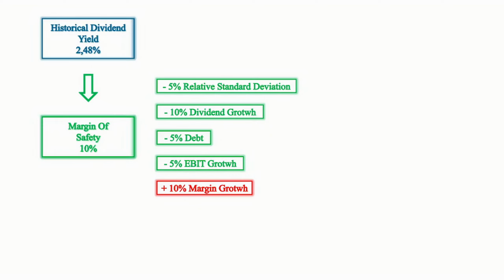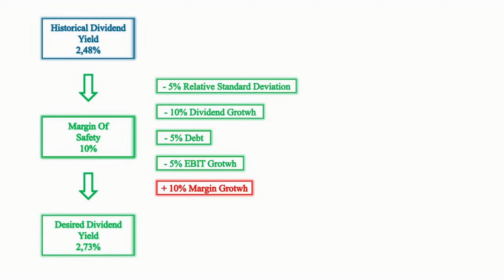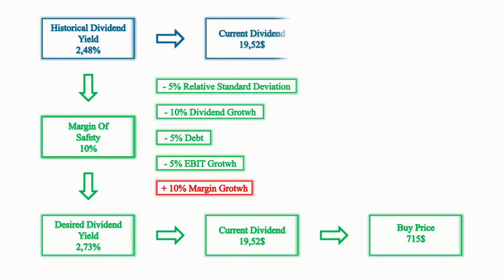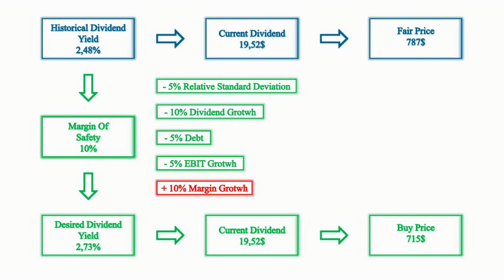This leads to a desired dividend yield of 2.73%. With a current dividend of $19.52, I should therefore not pay more than $750 for the stock. By ignoring the margin of safety, the fair price of the stock is determined, which for Blackrock is $787.